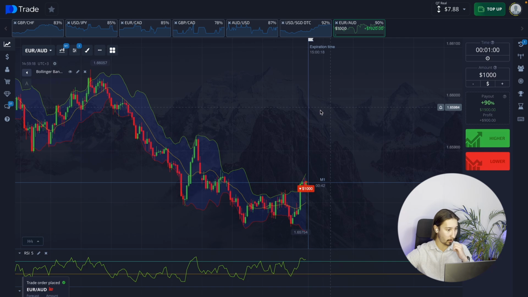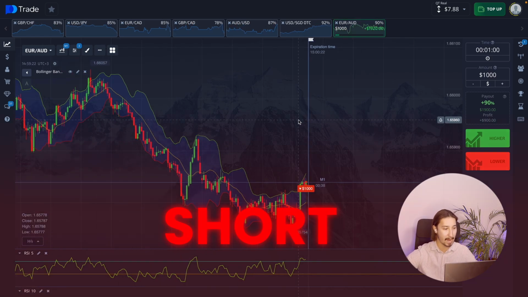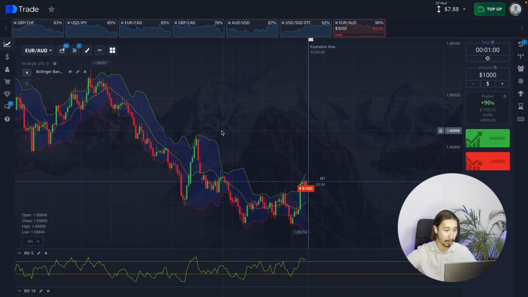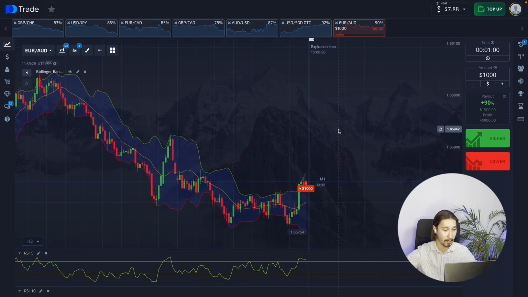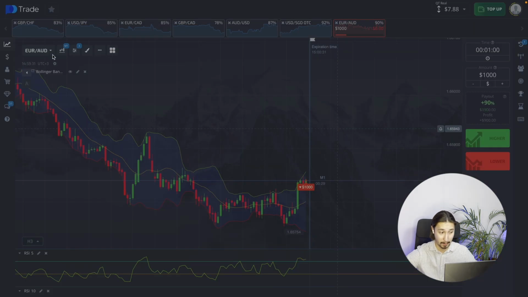Alright, right here I will immediately open a position for a short, 100%. Excellent entry into the deal. We have downward price dynamics, and in general it's better to open here in the direction of the trend. Now we will highlight the workspace for you.